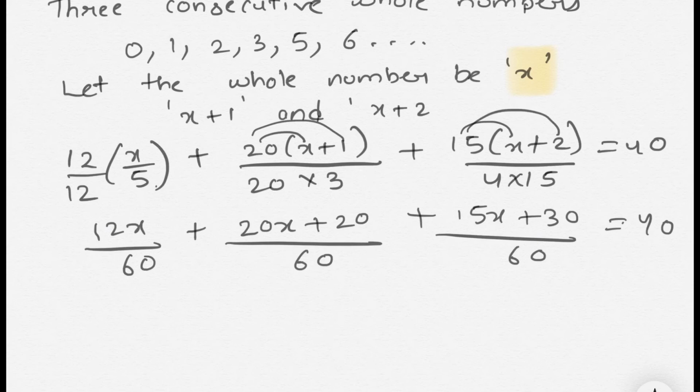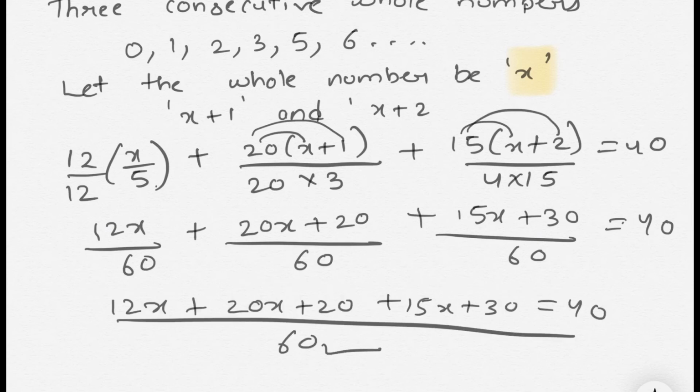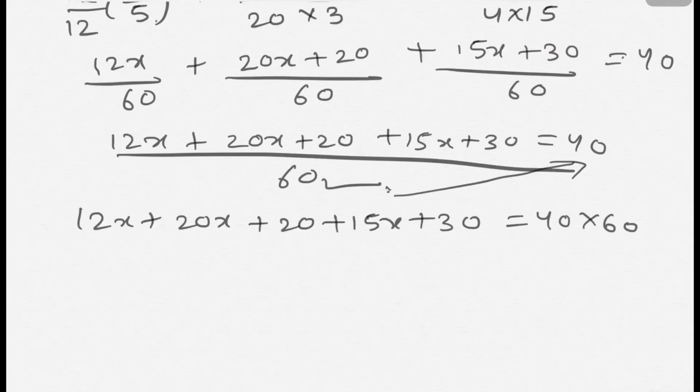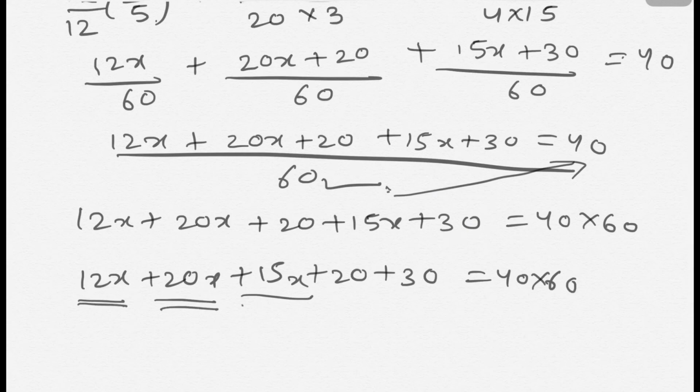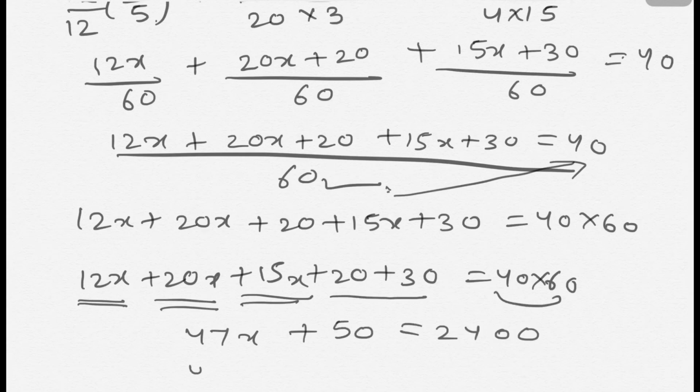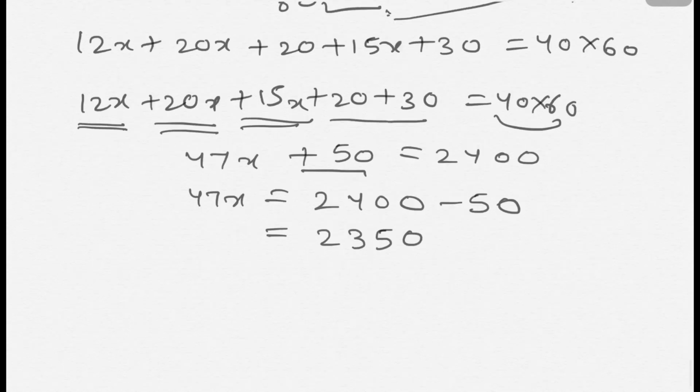Now, since all the fractions have the same denominator, we can club together the numerators. This 60 can switch to the right hand side of the equation, 40 into 60. Now we bring the like terms together, that is 12x plus 20x plus 15x, which is equal to 47x. 20 plus 30 is 50, equal to 4 sixes are 24 and these two zeros. This plus 50, shifting from the left hand side to the right hand side, would be minus 50, which further equals 2350.